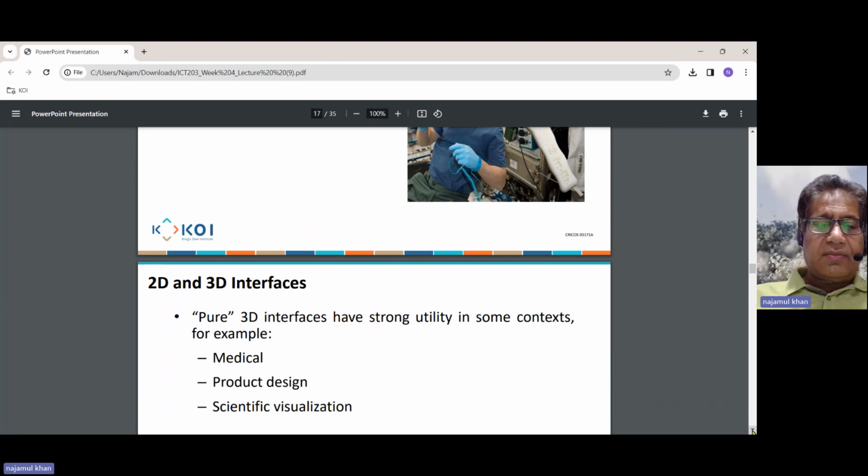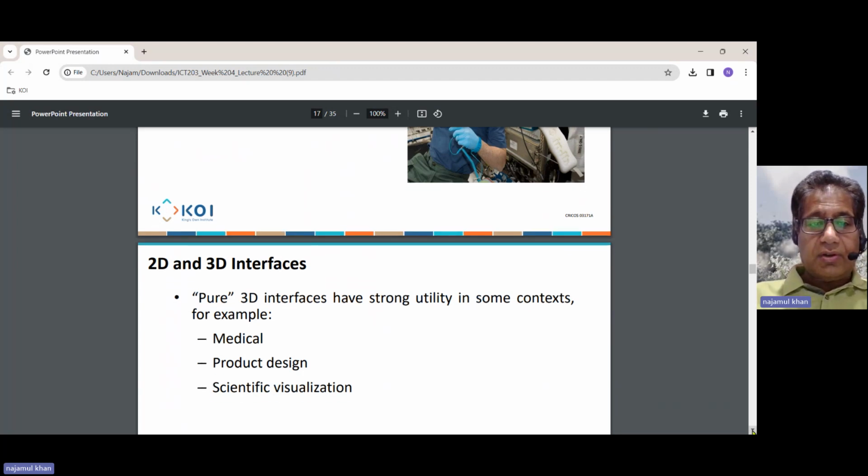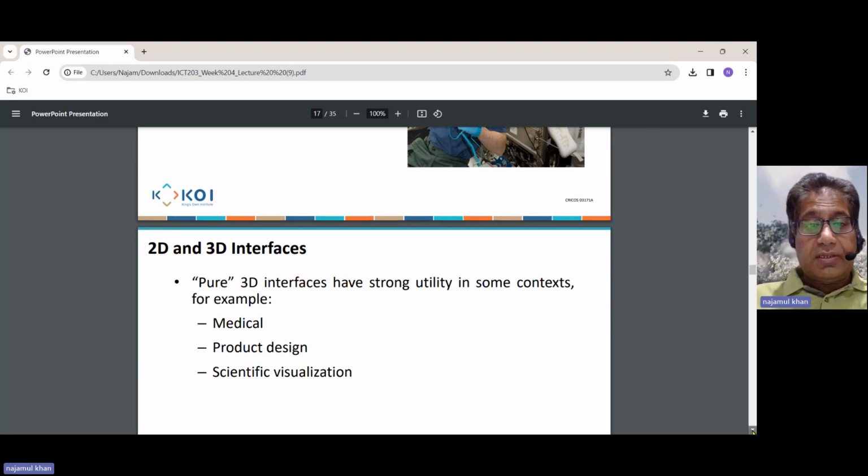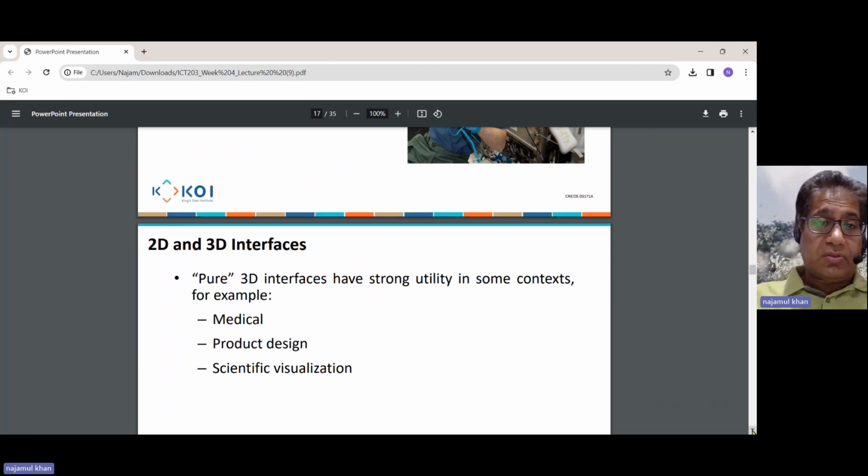So 3D interfaces now have strong utility in some contexts. For example, in medical use, product design, scientific visualization, it's happening everywhere. You just name it. It's available everywhere and it's playing a very important role as well. This is something we have to look into as well. And we'll see with time their use will continue to increase. This is what we are seeing. So it's a technology with a lot of promise to come.